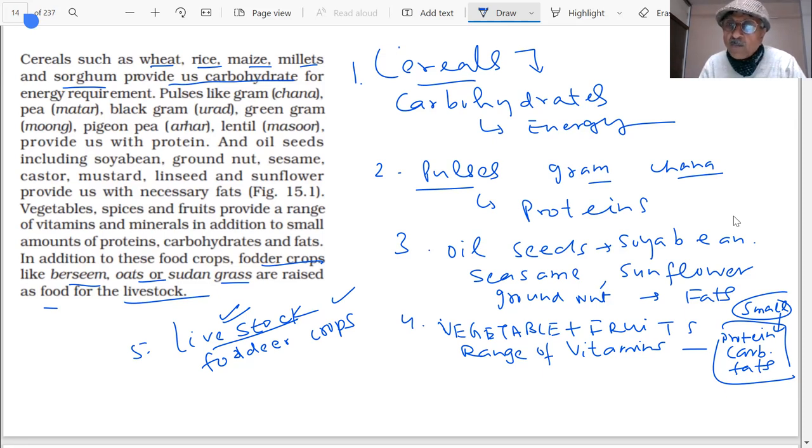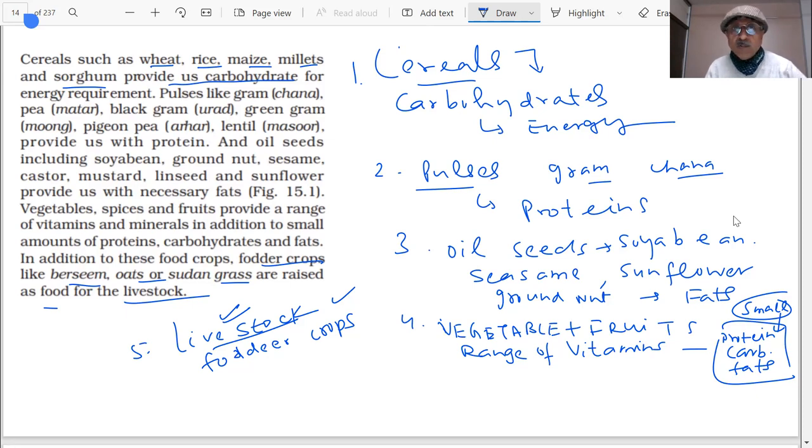डिफरेंट फूड रिसोर्सेज प्रोवाइड टू अस कार्बोहाइड्रेट्स, प्रोटीन्स, फैट्स, एंड व्हाट इज द प्रॉब्लम एंड व्हाई डू वी नीड टू इम्प्रूव अवर फूड रिसोर्सेज. So we end up the first lecture here, student. It's a very important and interesting topic. And then we will continue more about it. In the next lecture, we'll proceed further.